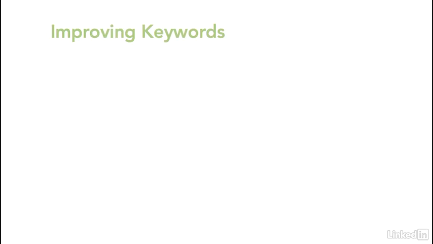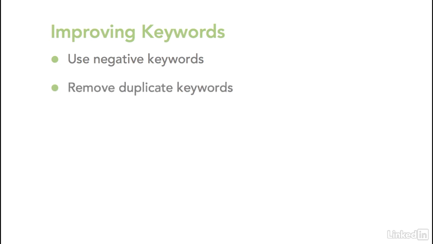All right, so let's talk about improving your keywords. The biggest thing that you can do to improve your keywords is to start or continue using negative keywords. Negative keywords really help to filter out searches for different products or services and searches that aren't relevant to your business. Keywords like free, course, and class that maybe are not related to your specific product or service should be removed. Also, you want to remove any duplicate keywords.